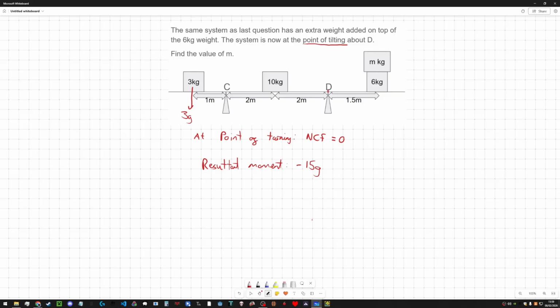We then have this 10 kilogram one. We can ignore C since it's 0. This is producing 10 Gs of force 2 meters away from D. We then have this stack of 6 kilograms and m kilograms, causing 6 plus m Gs of force down, 1.5 meters away. This one's going clockwise, so it'll be positive. And the resultant moment must be 0.